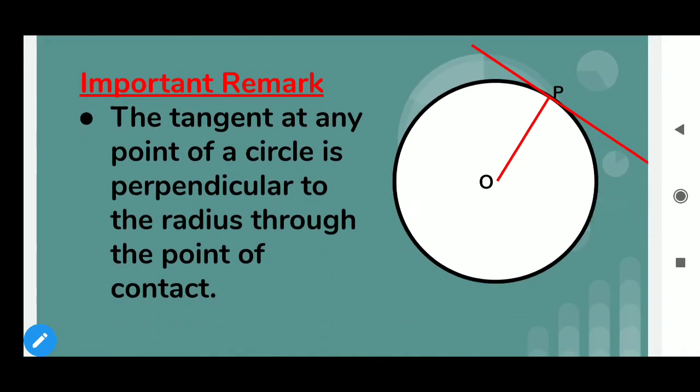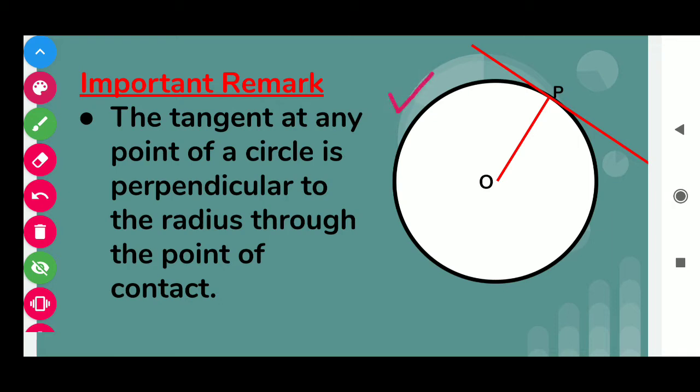Students, here I am sharing some important remarks. First one is the tangent at any point of a circle is perpendicular to the radius through the point of contact. Students, you can see here we have a circle and here is a line that touches the circle at point P. So students, this line is the tangent and OP is the radius. And you can observe here that this radius is perpendicular to the tangent at the point of contact. So students, this is the remark.